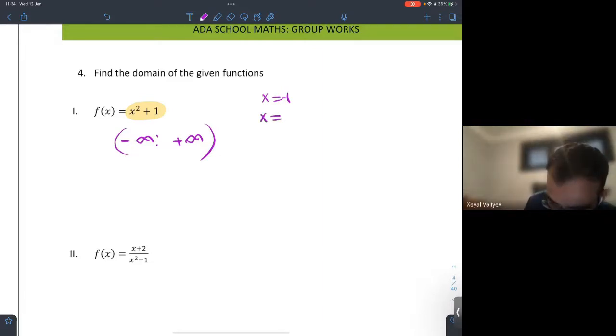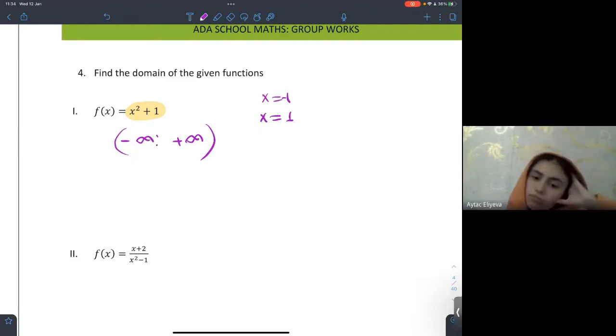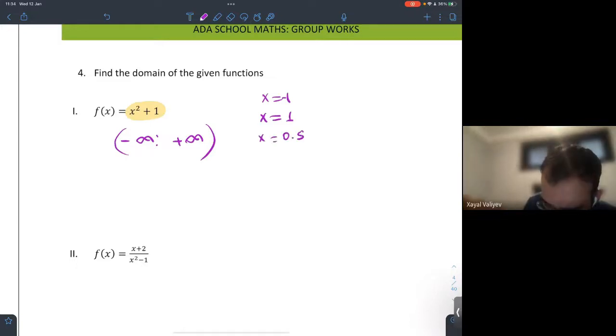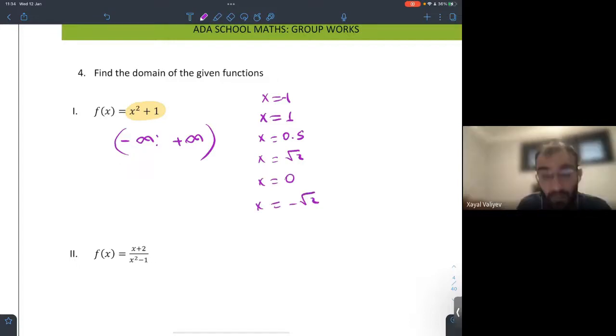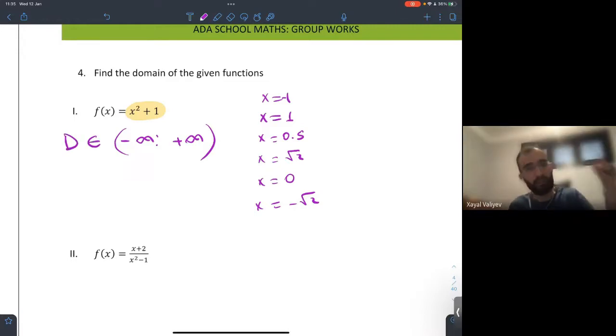But what if I choose x as 1? Do you think we will have any problem with it? No. But what if I choose x as 0.5 or square root of 2 or, I don't know, 0 or negative square root of 2? Will we have any problem? No. We're definitely not going to have any problem. That is the reason you can choose any number you want for x squared plus 1, and the choices you have from the room are infinitely many. That's the reason the domain, which is D, includes negative infinity to positive infinity.